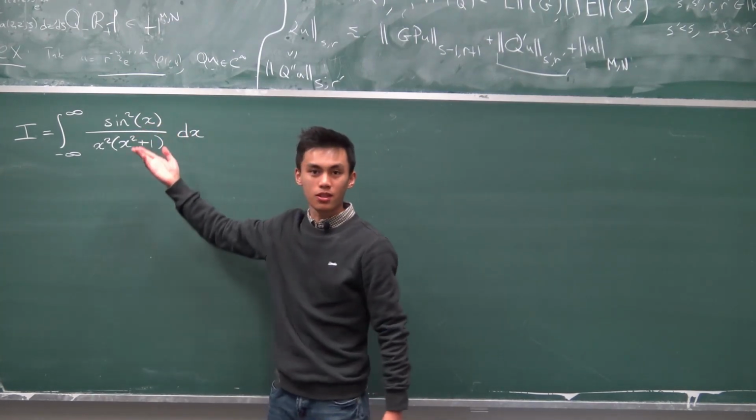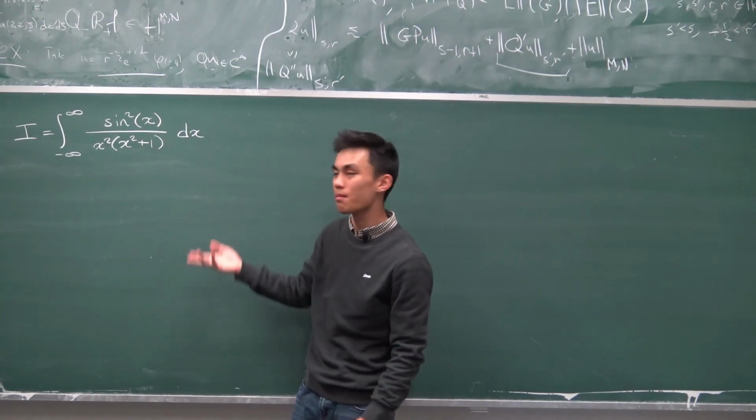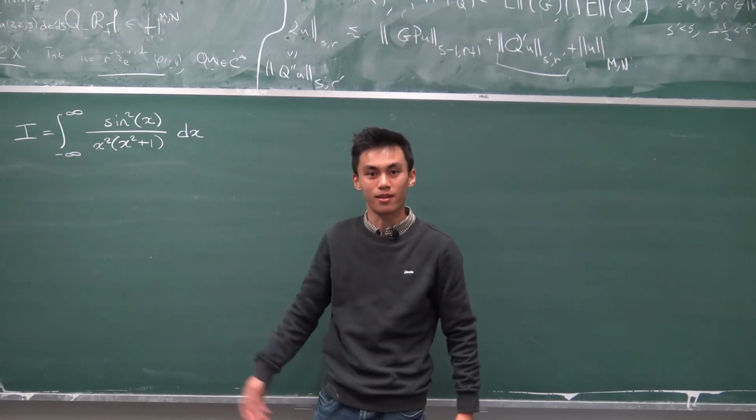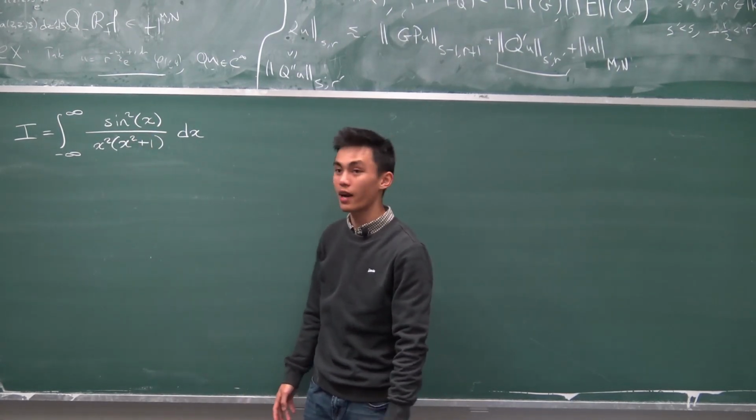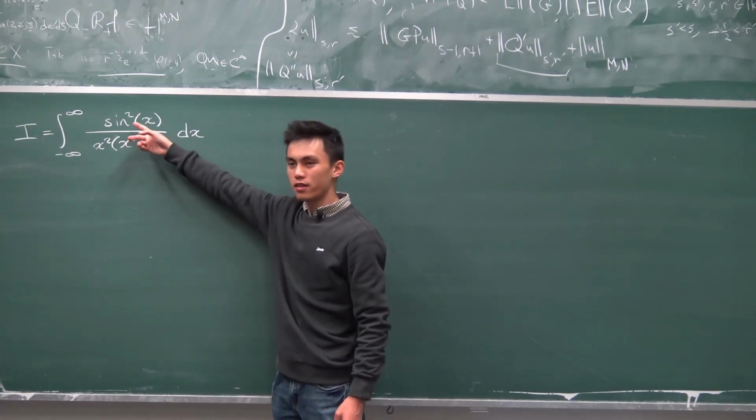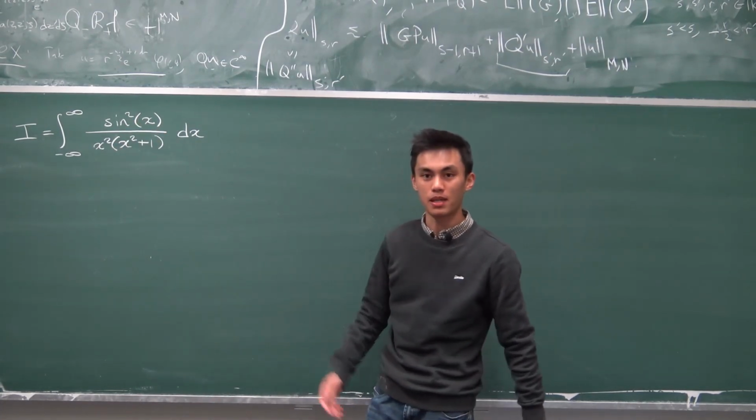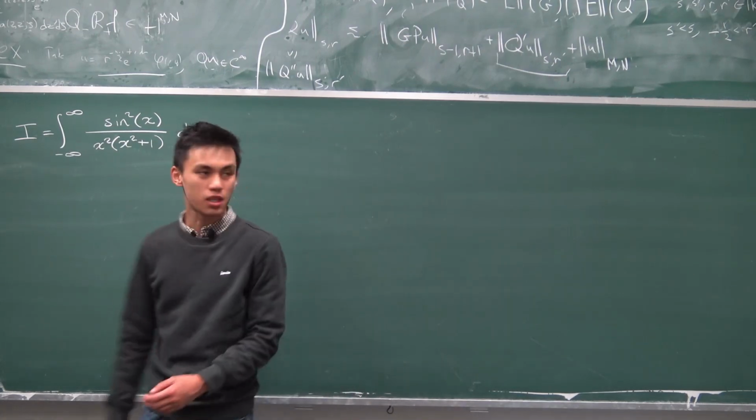Now, if this were just a sine here, we could just replace it with the imaginary part of e to the iz or something like that. But notice we have a square here, so we can't really apply that directly. Instead, we have to reduce that power somehow, and the best way to do this is to use the cosine double angle formula.